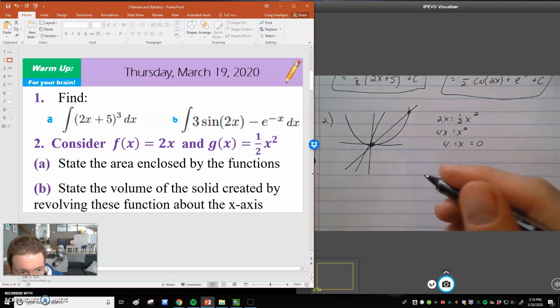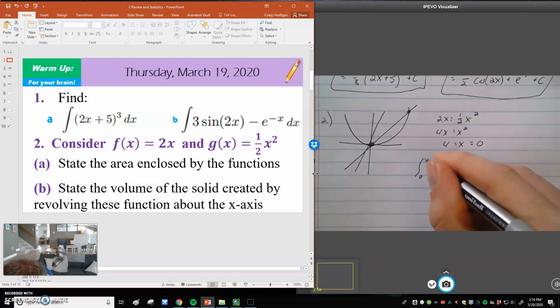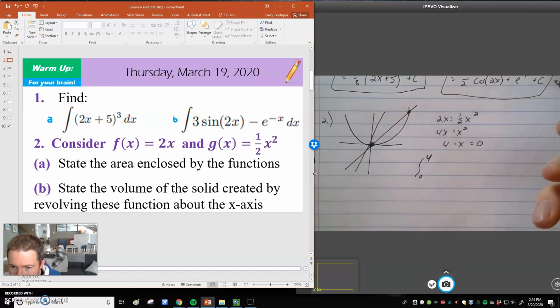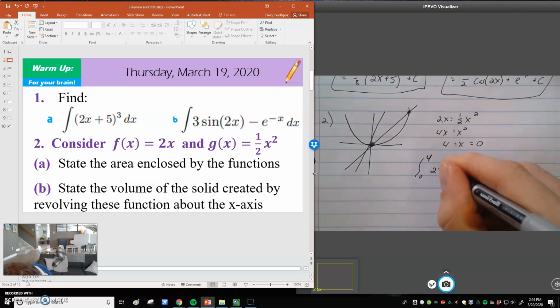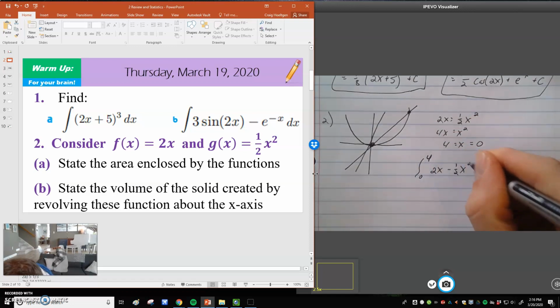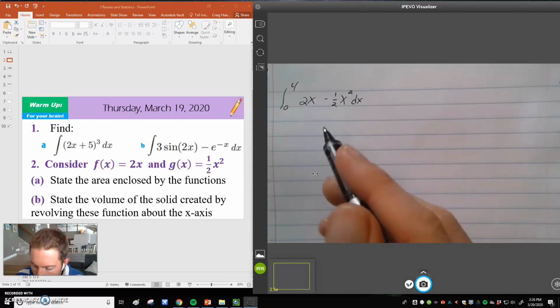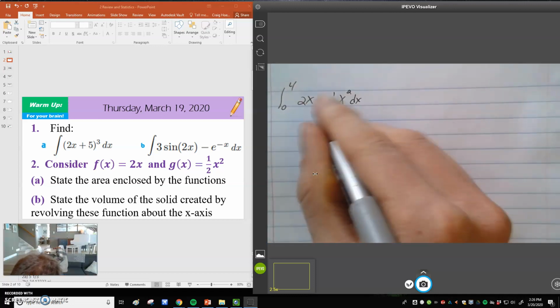Okay, so now for the area enclosed, we're going to integrate between 0 and 4 of the top function minus the bottom function. Remember, that's what we're doing here, top minus bottom. Here, the top function is 2x, so 2x minus the bottom, 1/2 x squared dx.